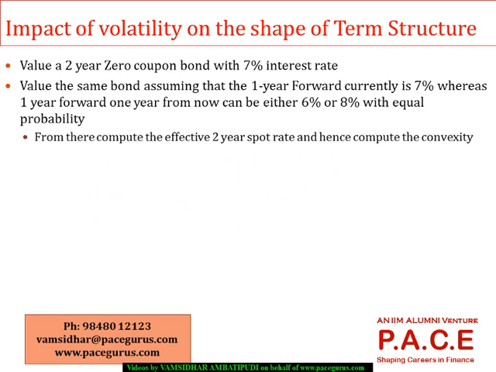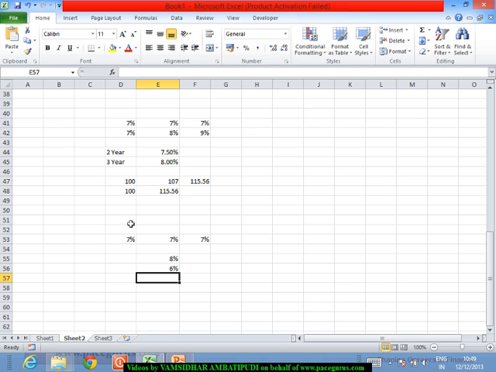Now, is there any difference in the value of the bond with these two assumptions? At the end of 1 year, instead of directly assuming an expected value of 7, I say there is a 50% chance of an 8 and a 50% chance of a 6. Let's say we talk about a 2-year zero coupon bond with a face value of 100 at the end of 2 years.